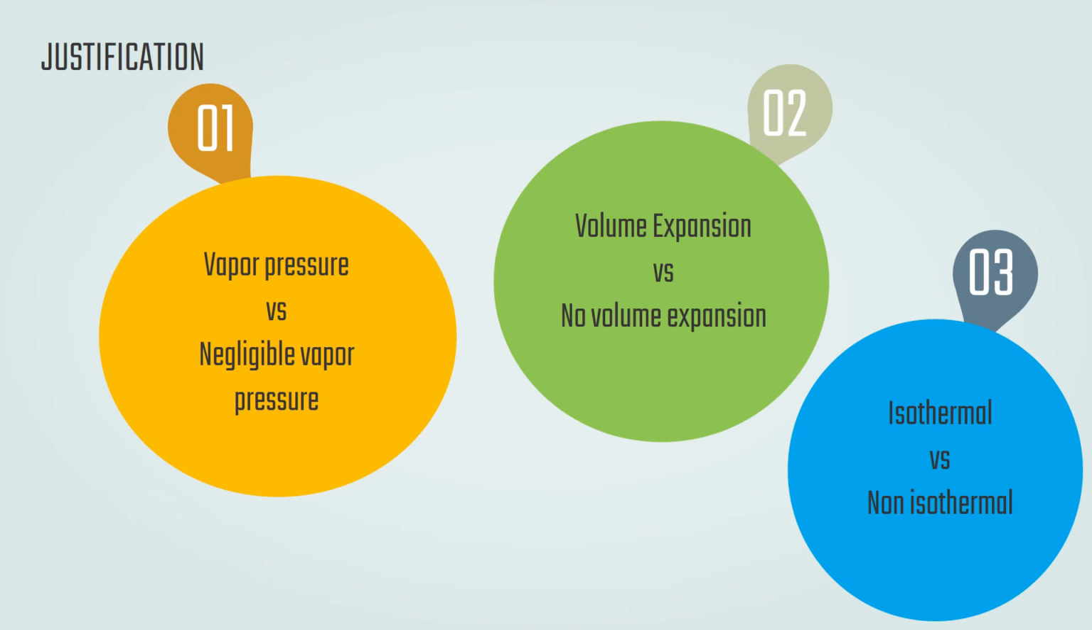Well, this is probably because in the previous chapter we assumed negligible vapor pressure, while in HYSYS vapor pressure is considered. And secondly, in the previous chapter, we also assumed no volume expansion to simplify the calculations, while in HYSYS volume expansion is considered. Lastly, in the previous chapter we assumed that the system is isothermal, while in HYSYS the system is actually non-isothermal, and this explains why the values deviate so much.